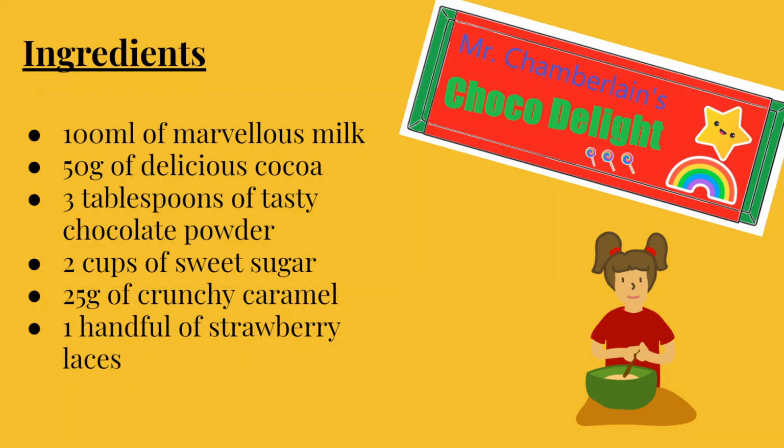So I've put 100 millilitres of marvellous milk, 50 grams of delicious cocoa, 3 tablespoons of tasty chocolate powder, 2 cups of sweet sugar, 25 grams of crunchy caramel, and 1 handful of strawberry laces. And we can see that I am using adjectives. So let's see, words like crunchy, sweet, tasty, delicious, marvellous, and make sure you've got an amount as well. So an amount, adjective, and then your ingredients.